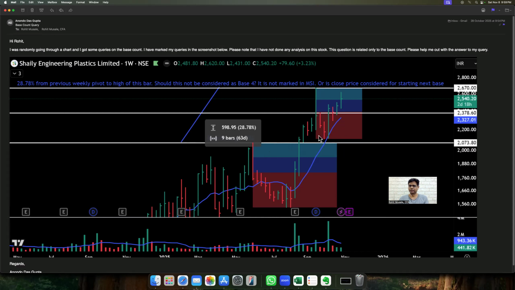Okay, so now since this has gone up 28.78%, after this bar, you see 1, 2, 3. There are 3 bars where the high of all the 3 bars is below the high of this bar. So the base counting begins.